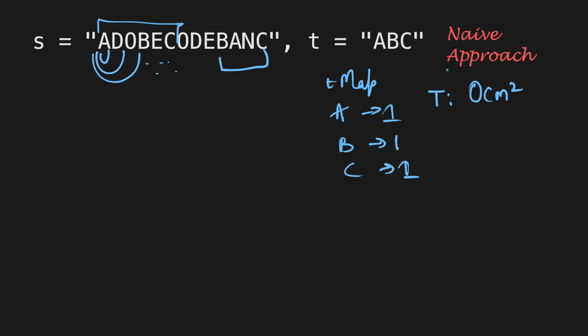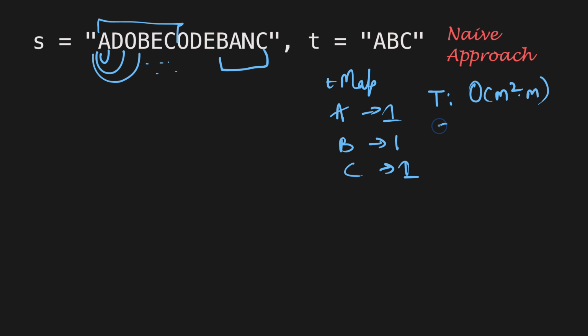Hence, building the frequency map on it will take O of m time, and then comparing it with the frequency map from t will take O of capital N times, where n is the number of unique characters in the target string t. But since the comparison step is technically dominated by the map creation on the substring, we can approximate it to O of m. Hence, the overall time complexity will be O of m cube.